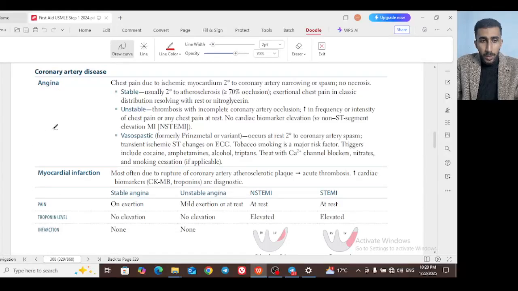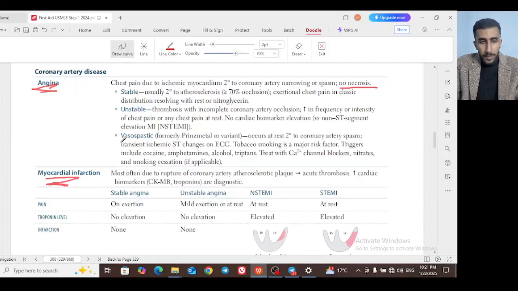The difference between angina and myocardial infarction essentially is that in MI there is necrosis of the tissue and then liberation of cardiac enzymes into the circulation. So in angina, no necrosis of the tissue, while in myocardial infarction there is necrosis. That is the main difference between them. In angina, you essentially have chest pain due to ischemia of myocardium, secondary to coronary artery narrowing or spasm. There is no necrosis.